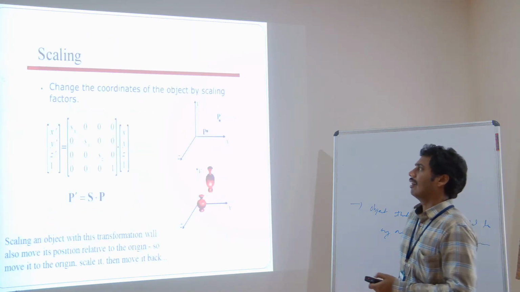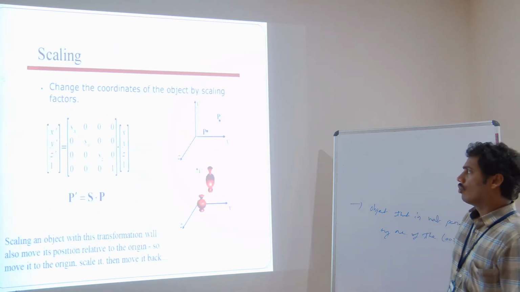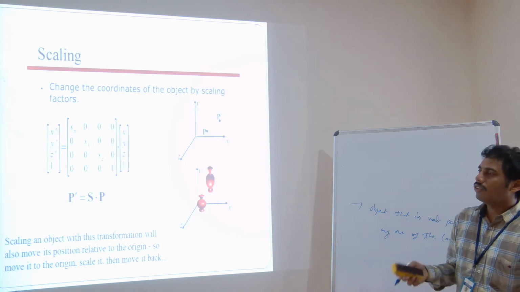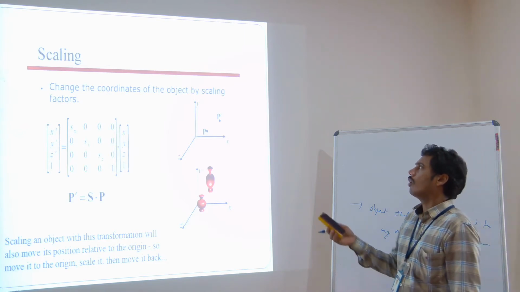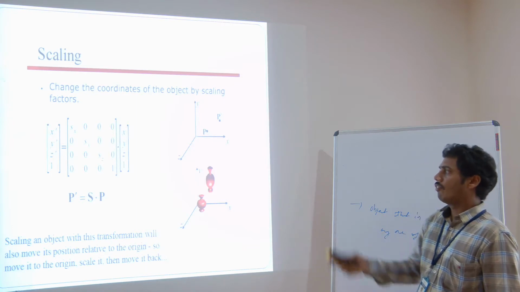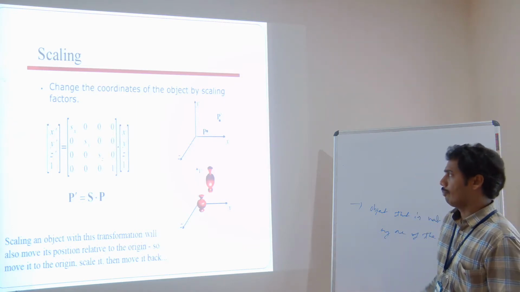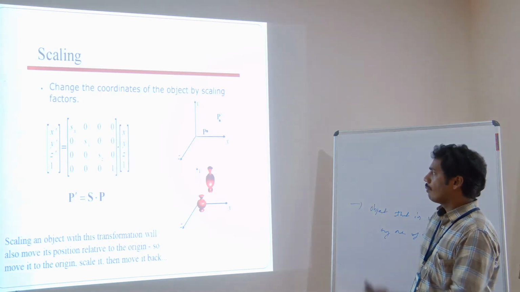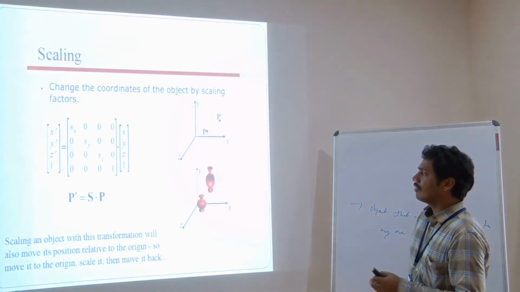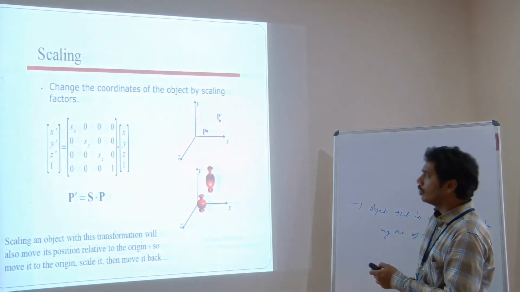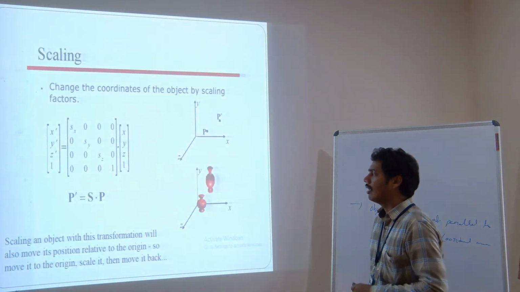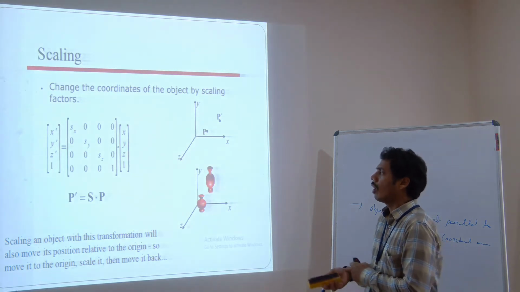Now we are going to scaling. I think you are familiar with scaling. What change do we make in scaling? We change the coordinates of the object by scaling factors, so p dash equals s dot p, where I am talking about a particular point. I am trying to increase or reduce the size of an object using the scaling method.